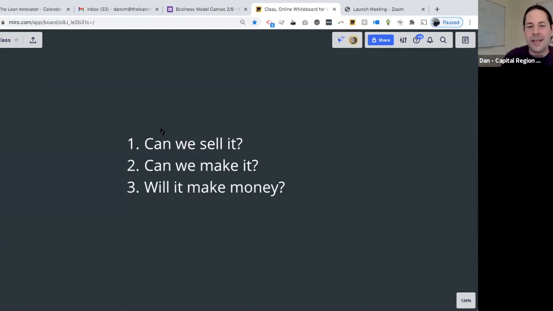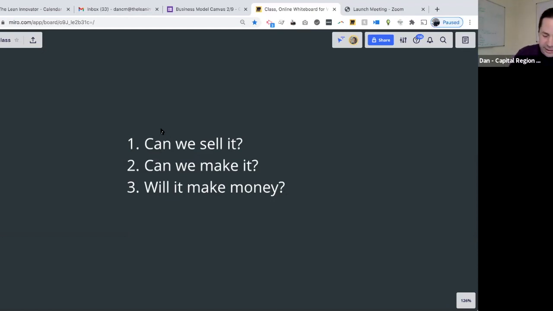Number two, can we make it? In other words, I've got this great idea, but can I actually do it? This is a point where I find a lot of folks, including myself, start. It's like, if I can't even make it, what's the point? So this is really a feasibility thing, right? The first question answers desirability, the second answers feasibility, and the third thing is, will it make money? And that's a viability question, right?